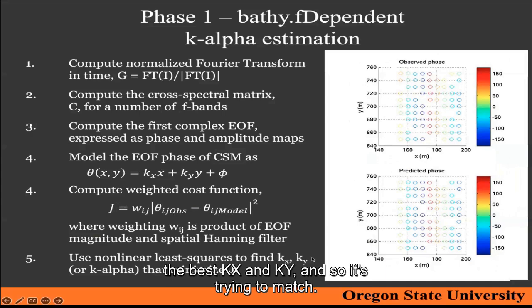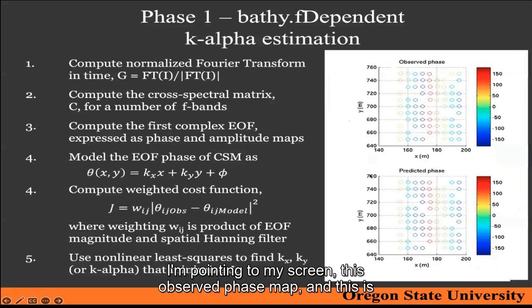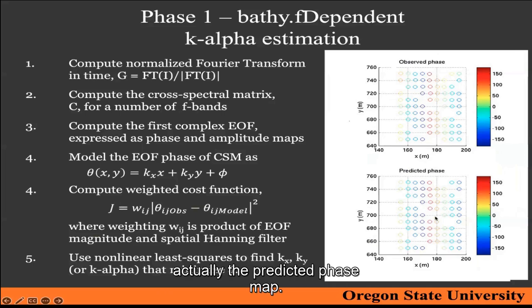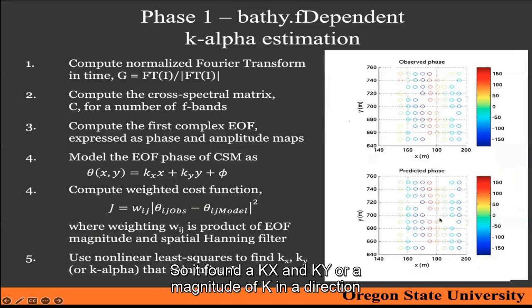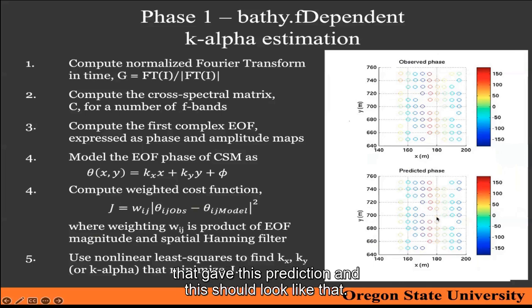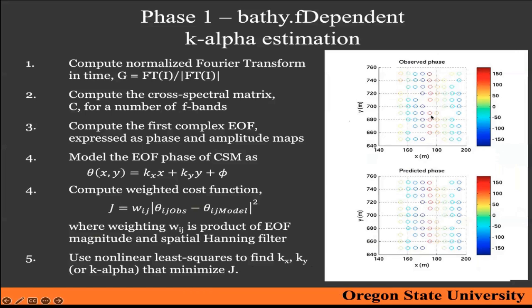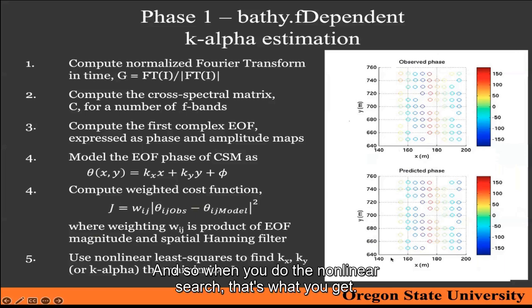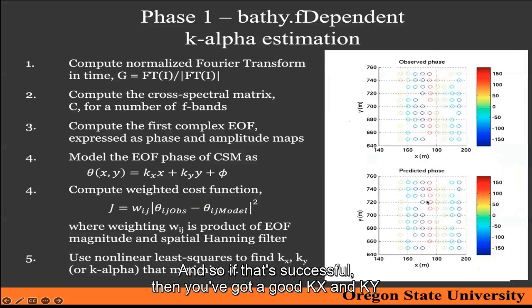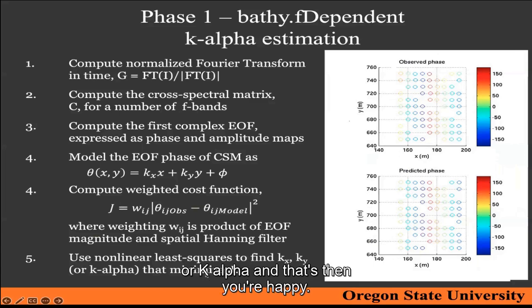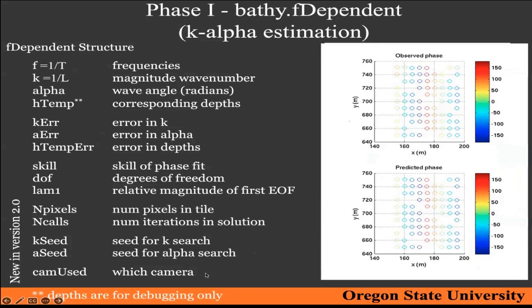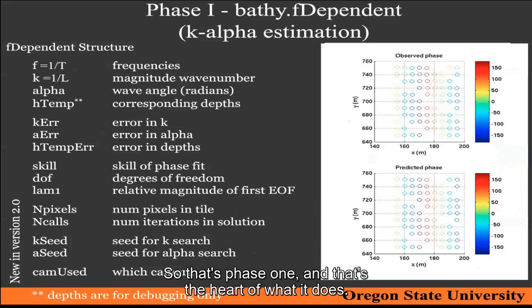And so it's trying to match, I'm pointing to my screen, this observed phase map, and this is actually the predicted phase map. So it found a kx and ky, or a magnitude of k in a direction, that gave this prediction, and this should look like that. And so when you do the nonlinear search, that's what you get. And if that's successful, then you've got a good kx and ky, or k alpha, and then you're happy. So that's phase one. And that's the heart of what it does.